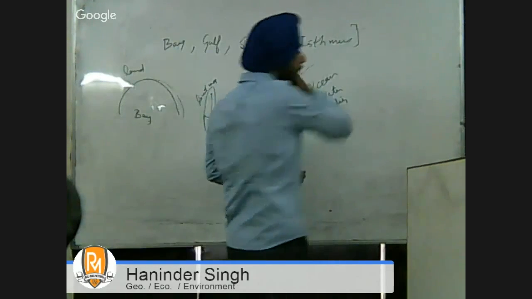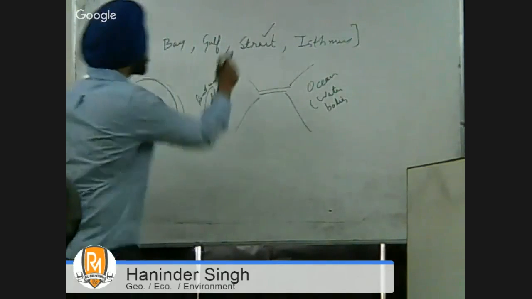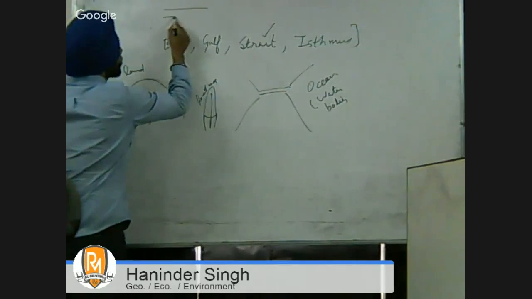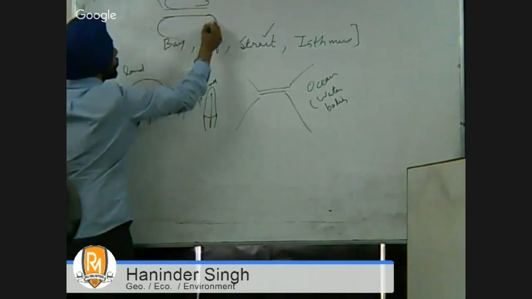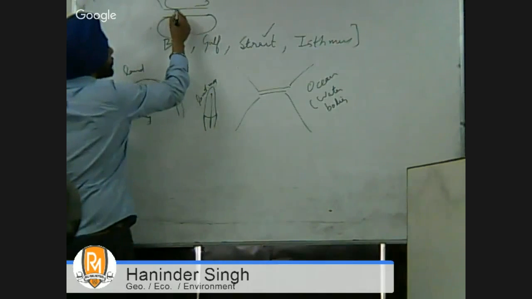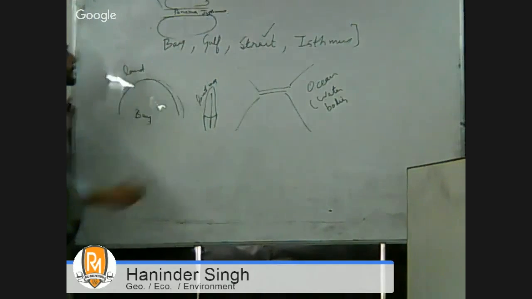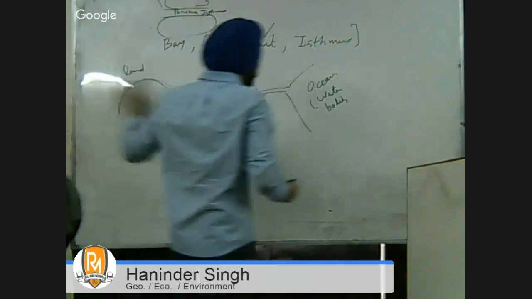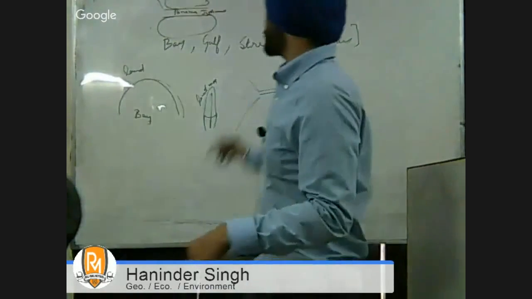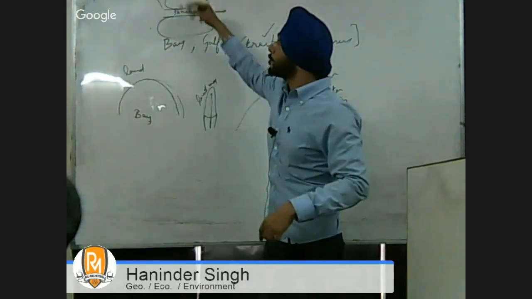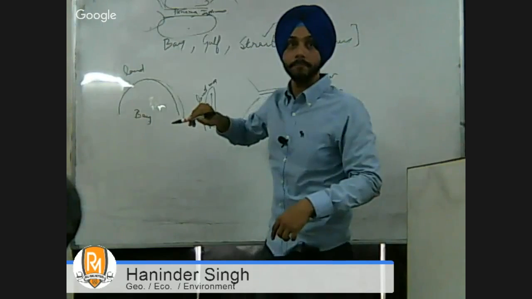What is isthmus? Isthmus is opposite of strait. It means that a land is joining, land is in between two large water bodies. For example, there is Panama Isthmus. Everybody has an atlas. Isthmus is a narrow stretch of land joining two big land masses or in between two large water bodies. Okay.